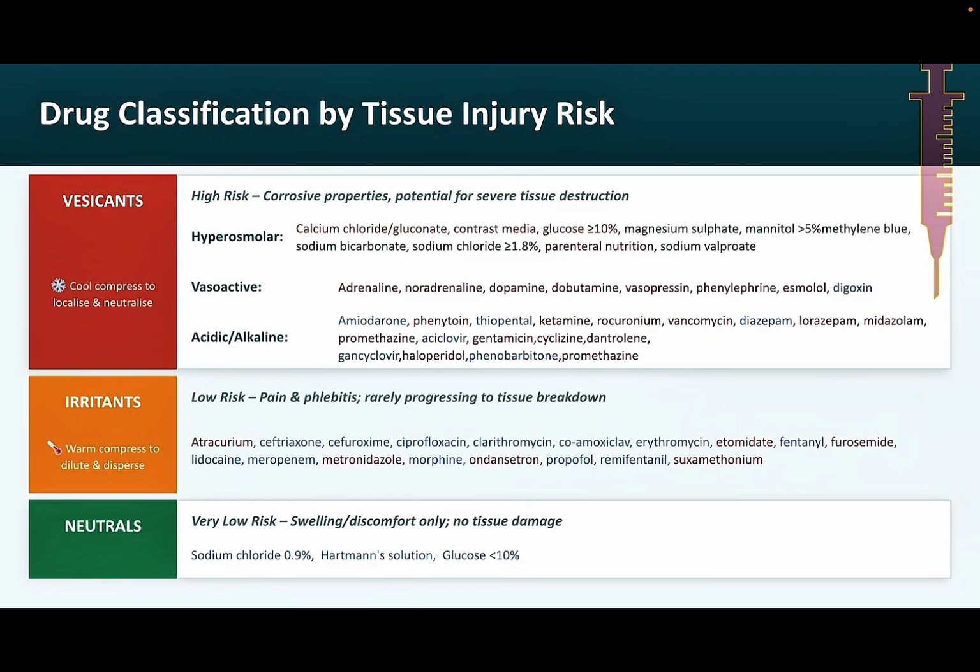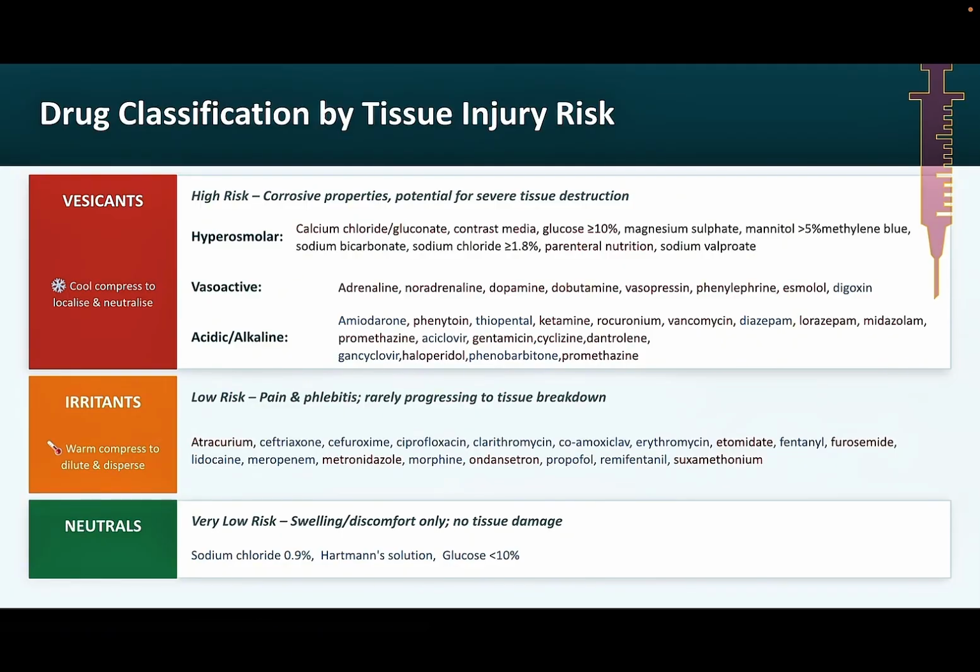We can classify the drugs according to the risk of injury. There are mainly 3 types: the vesicants, irritants, and neutrals. Vesicants are high-risk agents that have corrosive properties and potential for severe tissue destruction. They can be hyperosmolar agents, vasoactive agents, and acidic or alkaline agents.